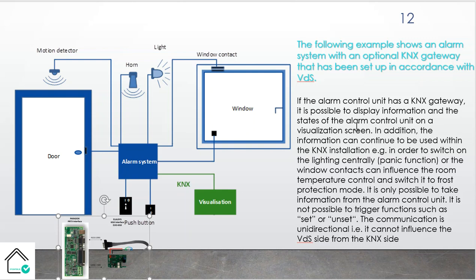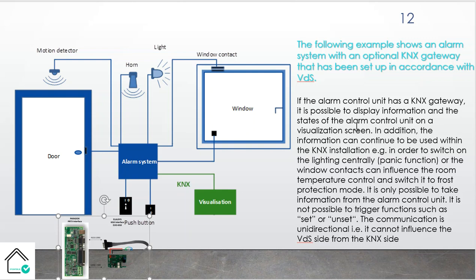It is only possible to take information from the alarm control unit. It is not possible to trigger functions such as set or unset. So as the book said, it is not possible to disarm the system from the KNX visualization. The communication is unidirectional.